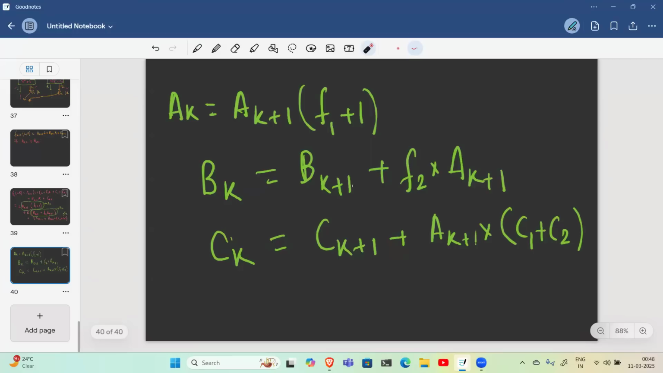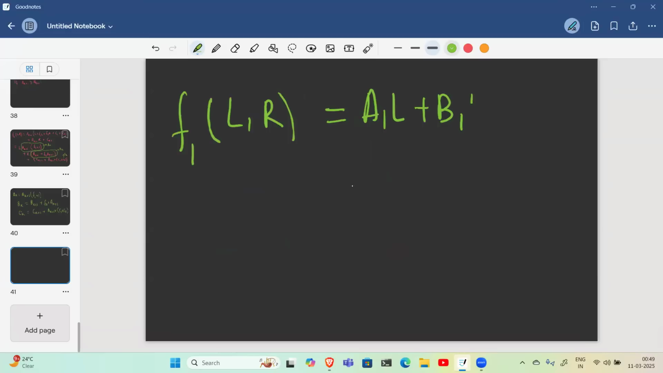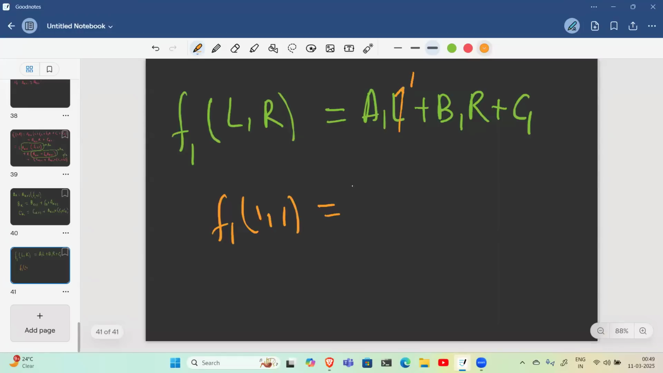So I can just run this loop in reverse order, and finally I will find out the values of a_1, b_1 and c_1. If I find out the values of a_1, b_1 and c_1, I would get the function f_1(L, R), which is a_1 L plus b_1 R plus c_1. And now, since I need to find the value of f_1(1, 1), you just plug in L equal to 1 and R equal to 1 here, and you get a_1 plus b_1 plus c_1. That is basically the sum of the coefficients, which will be my answer.